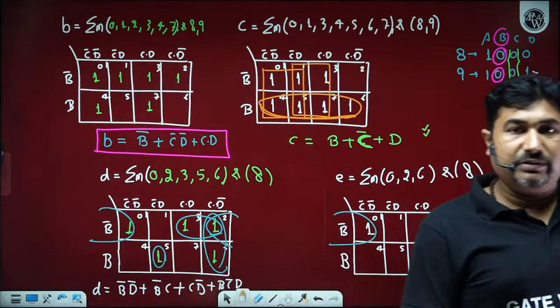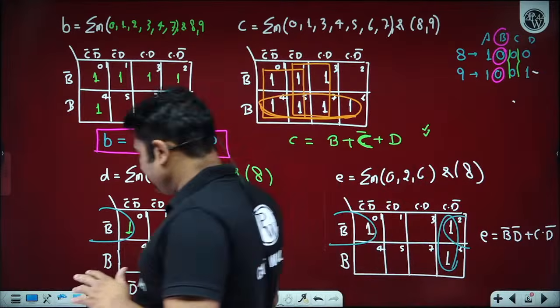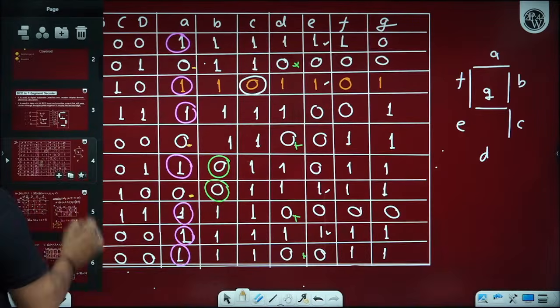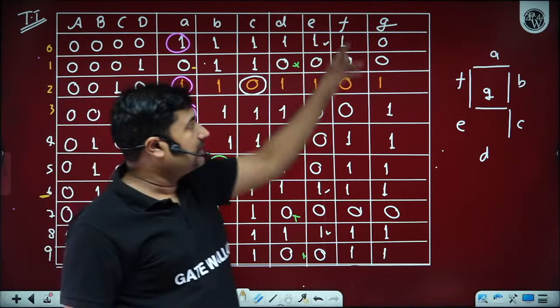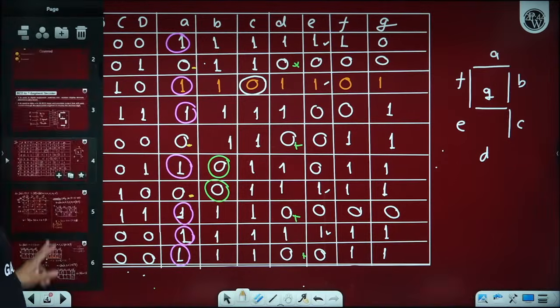How many of you now are able to understand, beta ji? Can you do the same for F and G as well? Please let me know by writing in the comment section, beta ji.